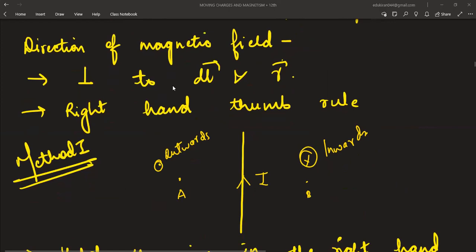See, when we are discussing the direction of the magnetic field, firstly, you have to remember that this is perpendicular to DL and R. And secondly, we'll apply the right hand thumb rule. Now, here we'll see two methods for application of the right hand thumb rule. So, first method, let me discuss it. You have to keep your thumb along the direction of the current. And then curl your fingers wherever the point is needed for the calculation.